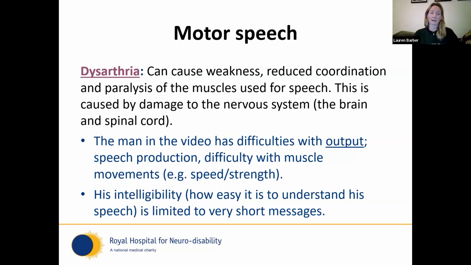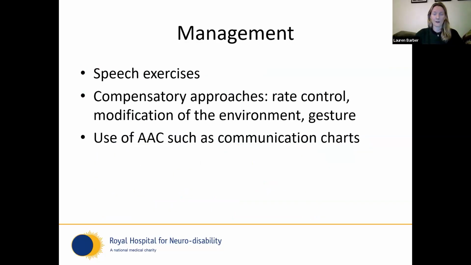So it really impacts intelligibility. It makes speaking a lot harder for people. And it affects their quality of life because they're not able to communicate what they want to say. So it's very frustrating for patients. And we manage that through speech exercises that will target the range of movement, the strength, and the coordination. So it could be practicing sounds and then words and then sentences and then speaking in conversation. So you build from the smallest building block up.